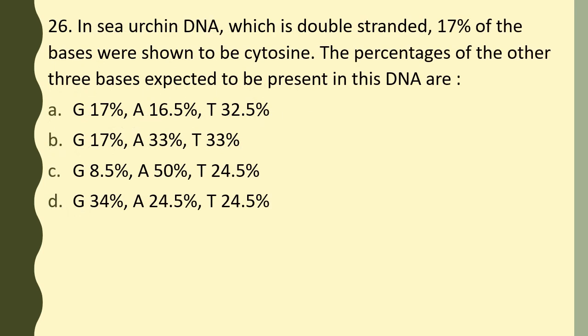Question number 26. In sea urchin DNA, which is double stranded, 17% of bases were shown to be cytosine. The percentage of the other three bases expected to be present in this DNA are. The correct option is option B, that is guanine would be 17%, adenine would be 33% and thymine would be 33%.